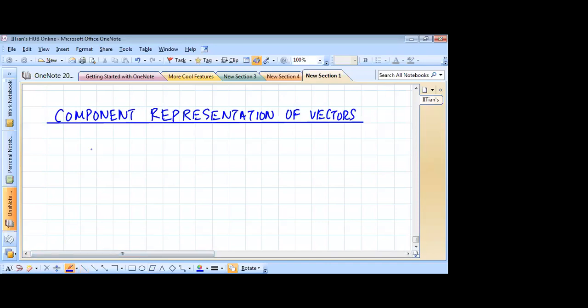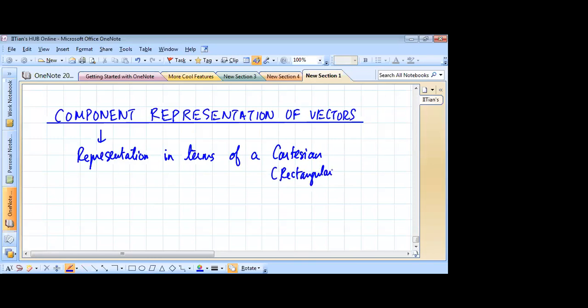So component representation is basically a representation of vectors in terms of a Cartesian, or what we can also call a rectangular, coordinate frame or coordinate axis. Okay, so that is the method of representation. So instead of using things like trigonometry and Pythagoras theorem, we will be making use of coordinate geometry concepts that we need.